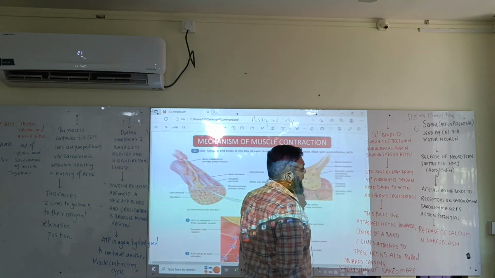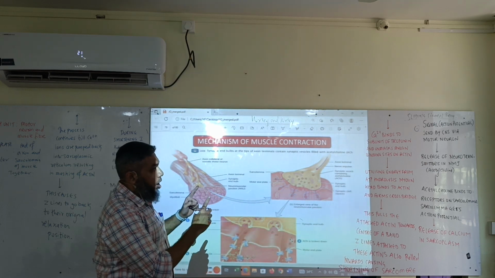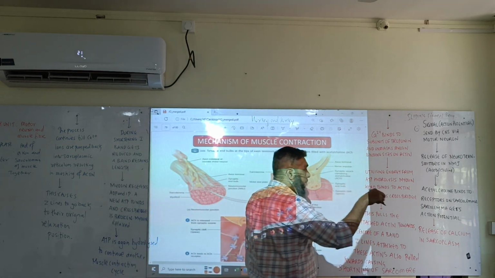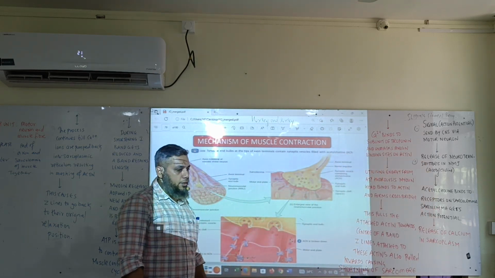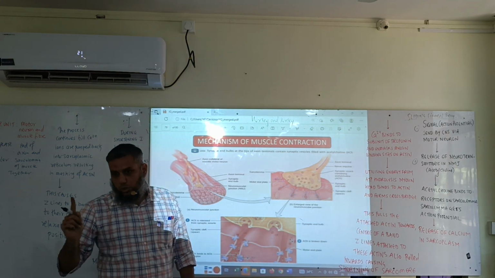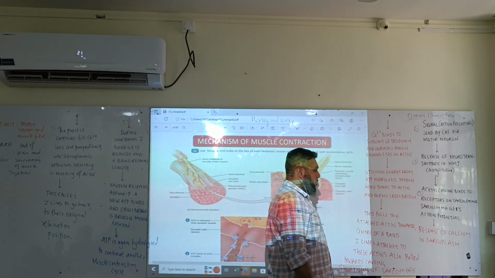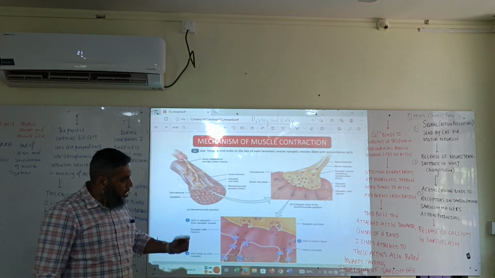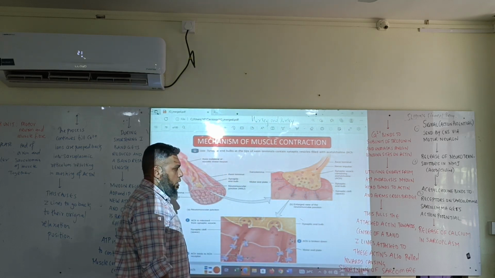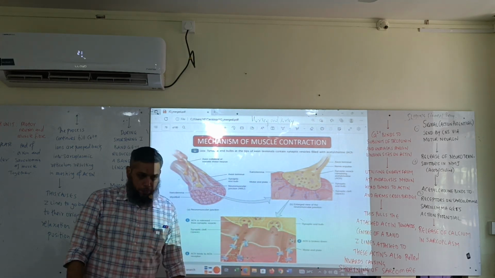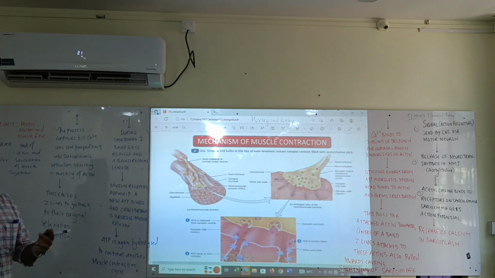So see the first point. The signal, that is the action potential, is sent by the central nervous system via the motor neuron. It causes the release of the neurotransmitter in the neuromuscular junction. The neurotransmitter is acetylcholine. The acetylcholine binds to the receptors on the sarcolemma and the sarcolemma gets the action potential. Yes or no? So who has got the action potential now? Sarcolemma. Clear everybody? Let's go ahead.